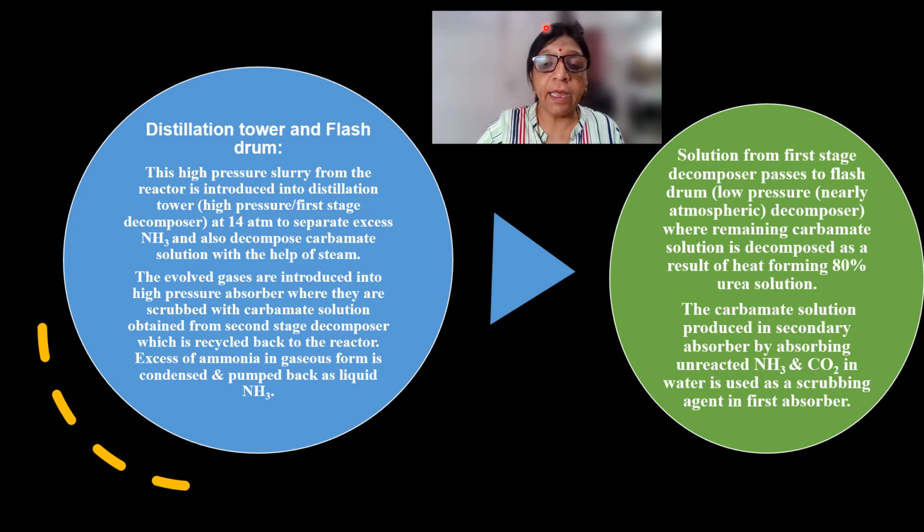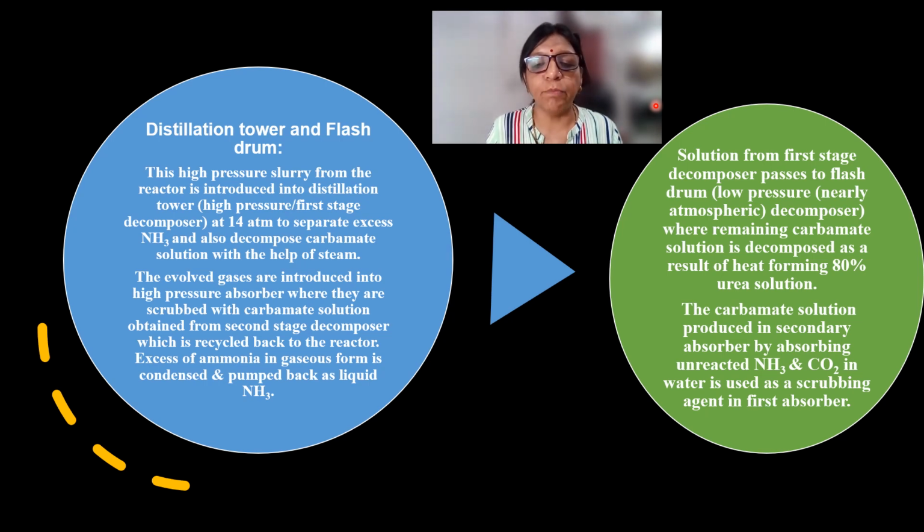The gases that are evolved are introduced into the high pressure absorber, where they are absorbed in carbamate solution that is obtained from the second stage decomposer. This enriched carbamate solution is then recycled back to the reactor. The excess ammonia that is in gaseous form is condensed and pumped back as liquid ammonia.